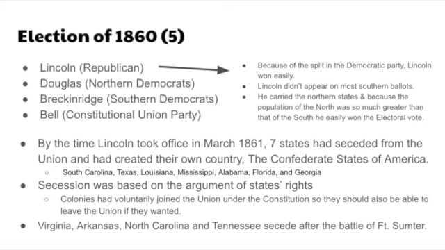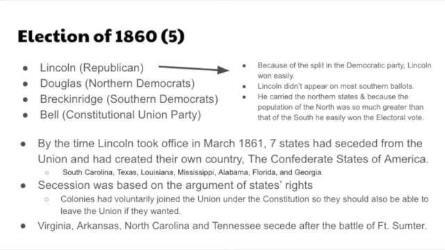So what happens is Lincoln is elected in November of 1860. He doesn't take office until March of 1861. And by the time that he takes office, 7 states had seceded, S-E-C-E-D-E-D, not succeeded like victory, but secede means to leave. 7 states had left the Union, okay? And they had created their own country called the Confederate States of America.